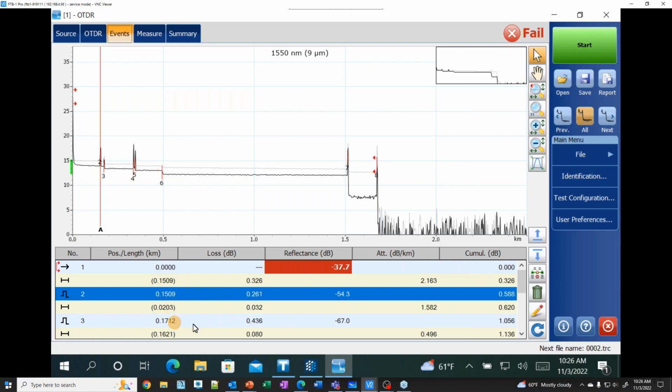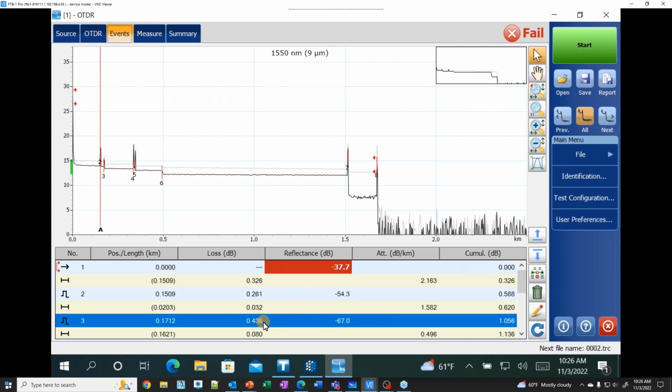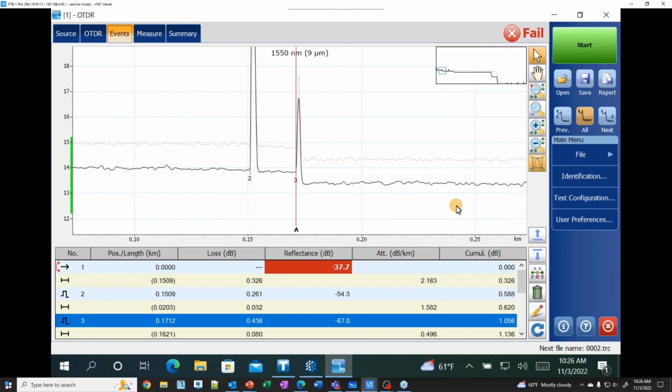Just after that, at 20 meters, we have another connection that's 0.43 dB of loss and negative 67, even better reflection. This is actually an APC. This is a UPC at the panel. This is an APC on the backside.